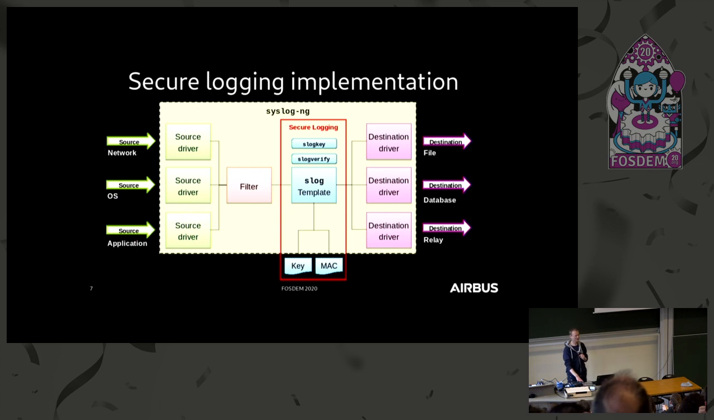So in our case, we already had a syslog-ng log host on our airborne computer. So this was a very, very small change, because we only needed to replace the binary, essentially, so to add our plugin there. And then we had to change the configuration in such a way that it would include our template. So how does this typically look like?